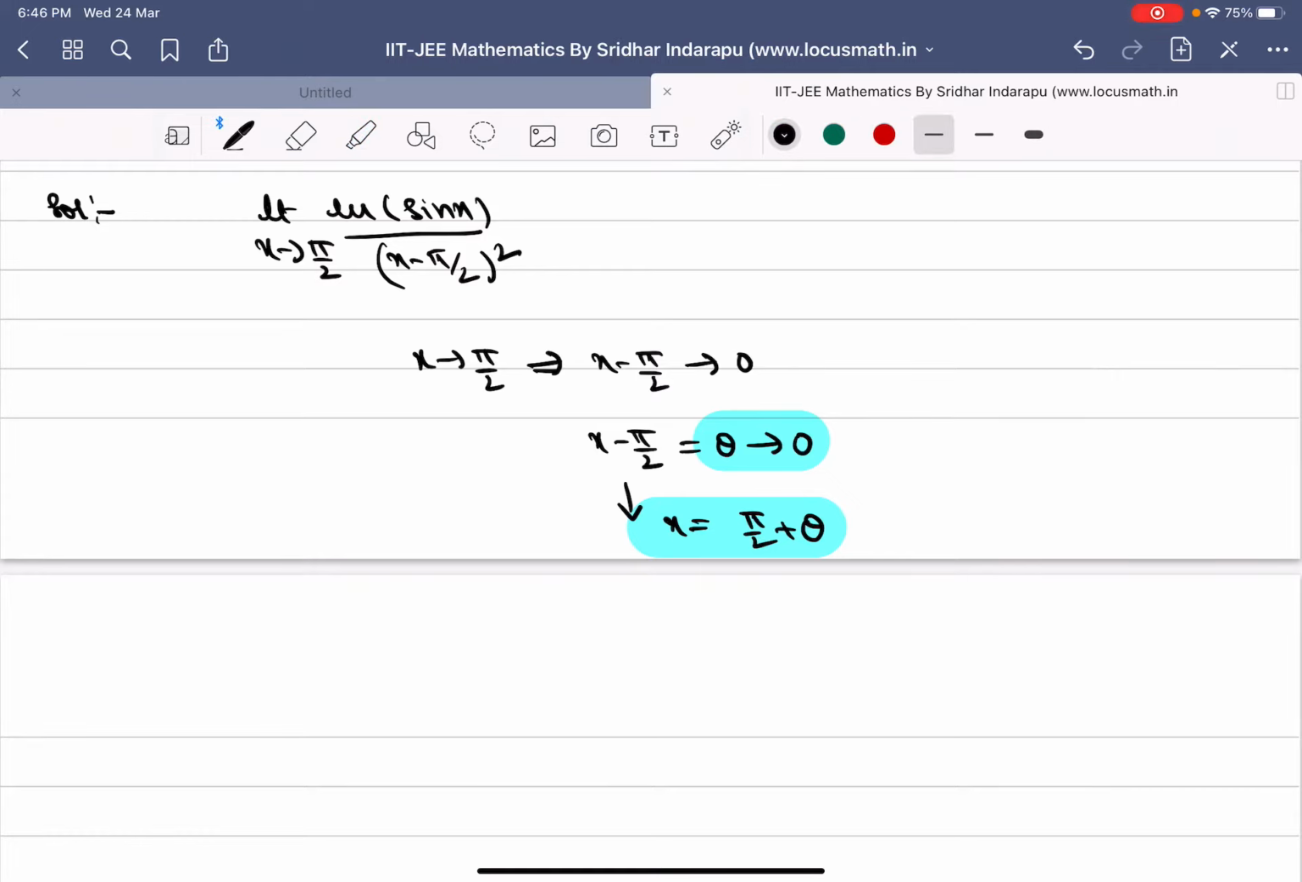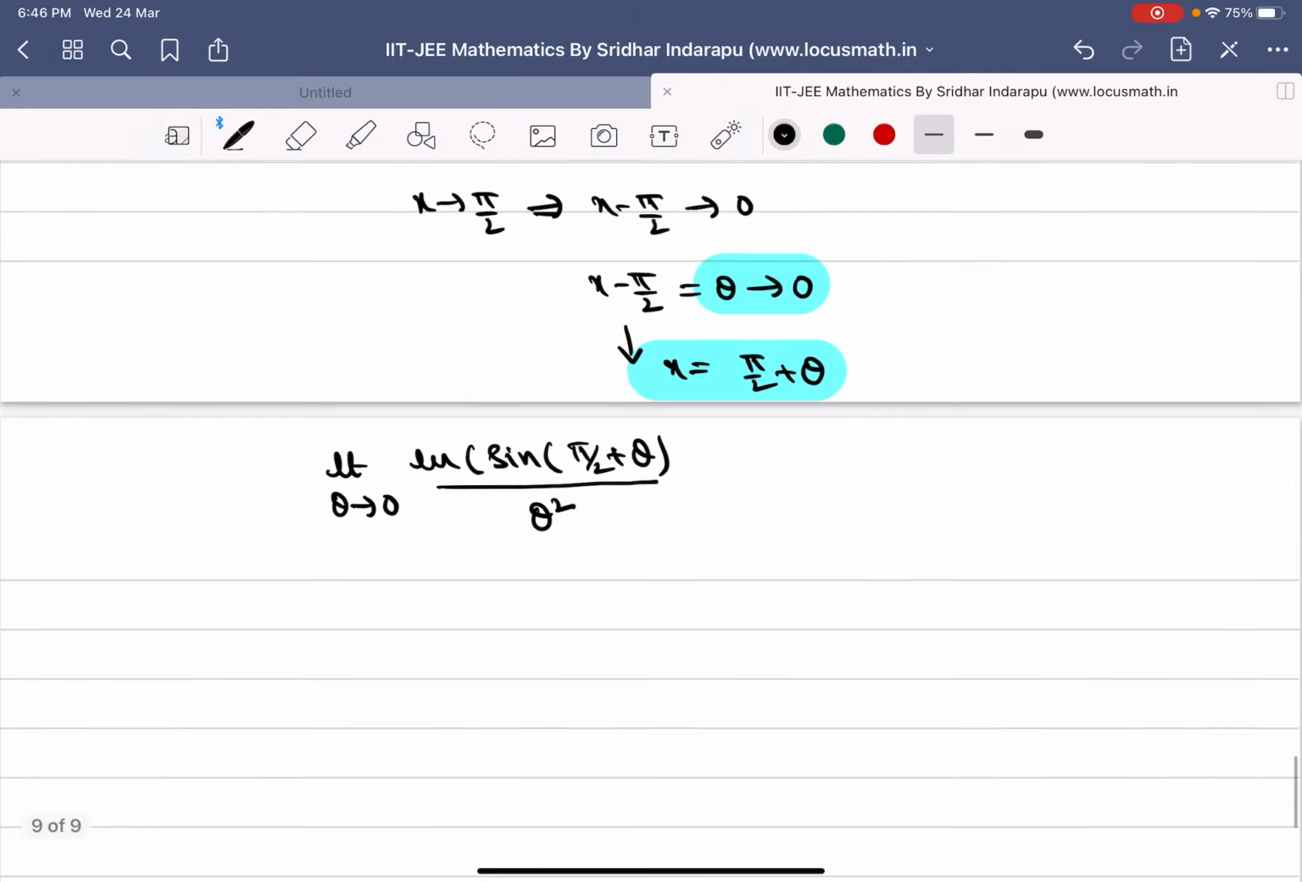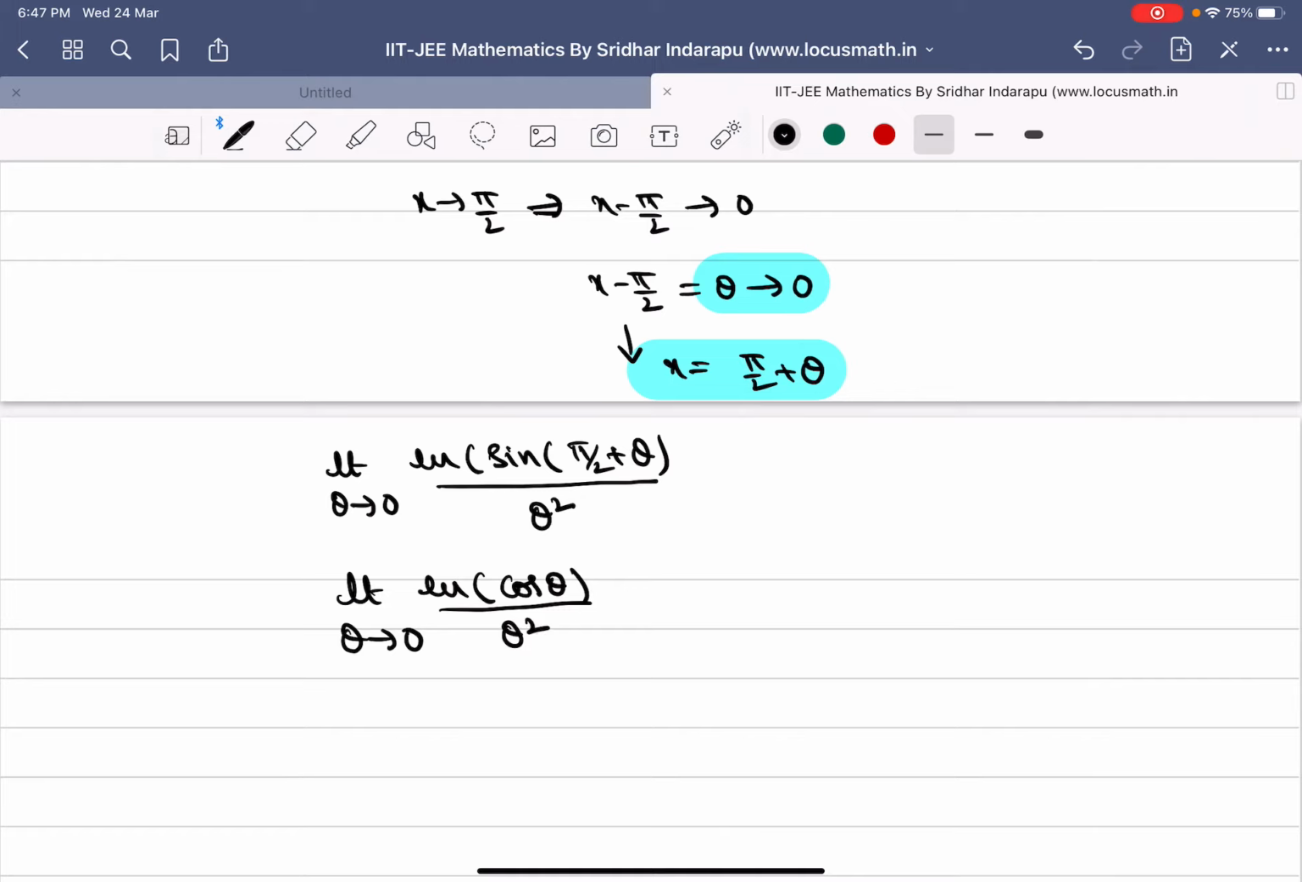So, with these substitutions, the given question becomes limit theta tending towards 0 of ln of sine of (pi by 2 plus theta) over theta square. So, this is equal to limit theta tending towards 0 of ln of sine of (pi by 2 plus theta), which is cos theta, over theta square.